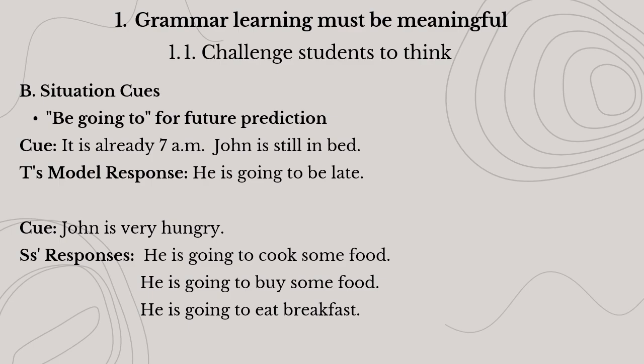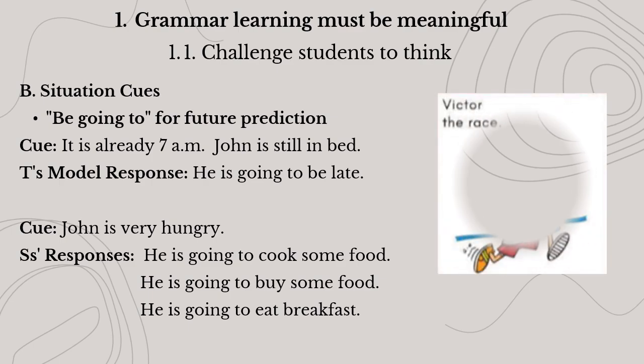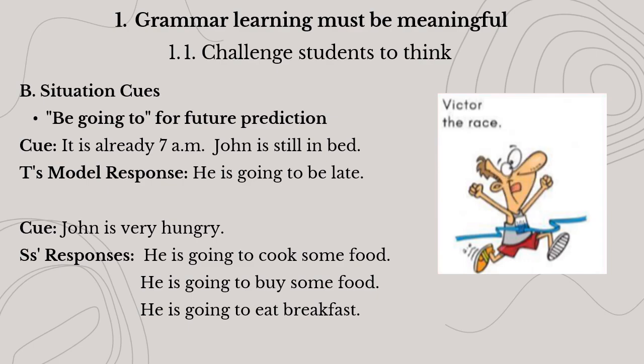There's another way you can do this. Instead of giving them cues in the form of sentences, you can actually use pictures as a situation cue instead of sentences. For example, you give them this picture. Now they see a picture of this person. The students can see some clues such as the word Victor and the race. So by looking at the picture, they have to think of a response or a sentence using the target grammar be going to and the words they see on that picture to predict what is going to happen. So now students may say, he is going to win the race.